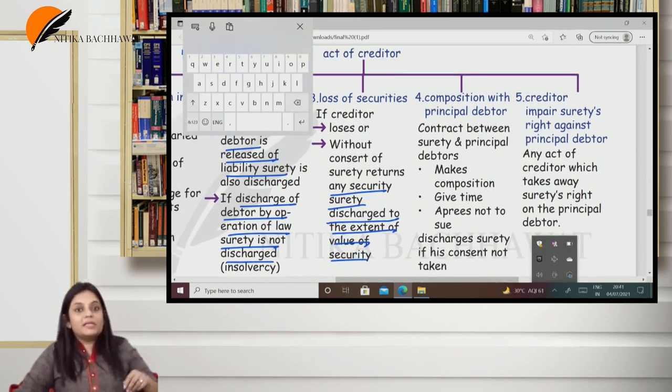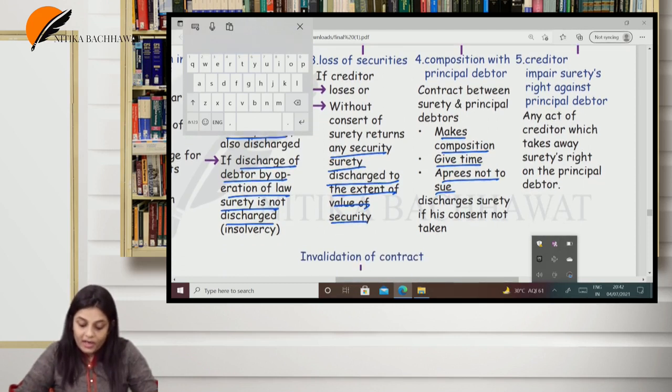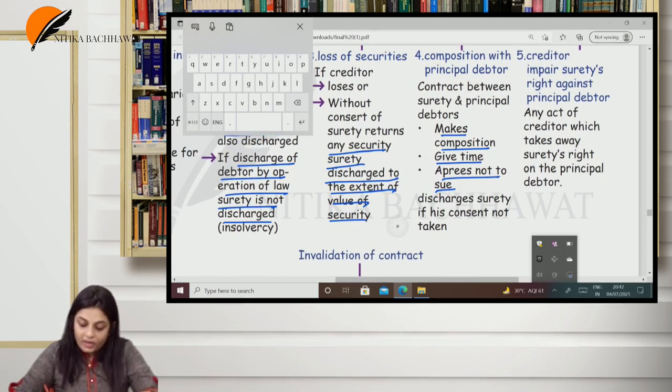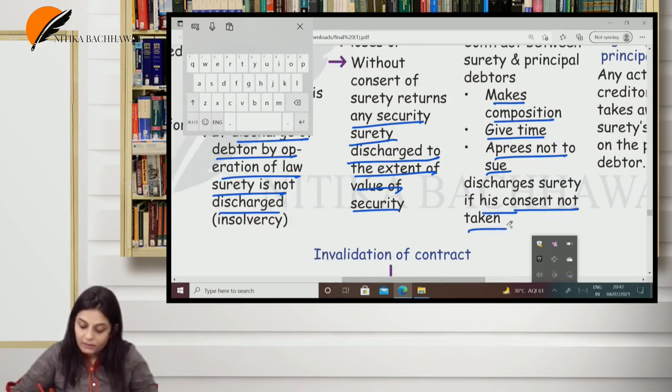Composition with the principal debtor. What do we mean by composition? If the principal debtor and the creditor make any composition, they give time or they agree not to sue, and fail to inform the surety, then the surety is discharged.